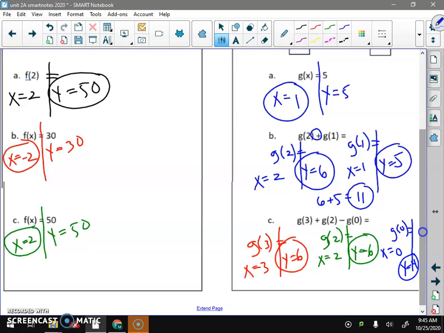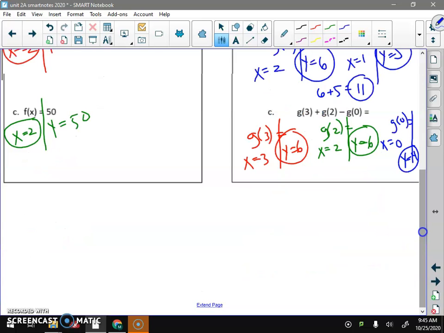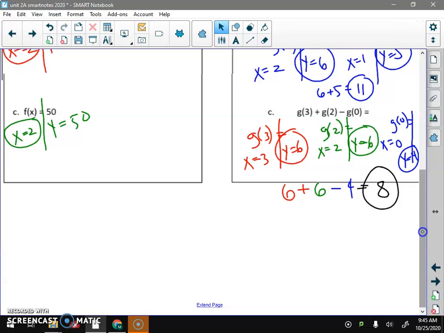And now, what do I have to do? I have to do the g of 3, which is 6, plus the g of 2, which is 6, minus the g of 0, which is 4. 6 plus 6 is 12. 12 minus 4. Again, use your calculator if you need to. Final answer is 8.